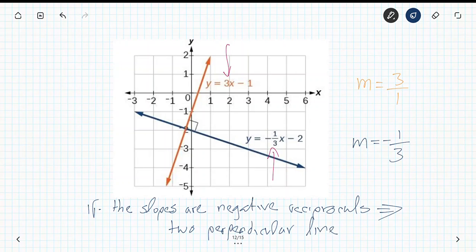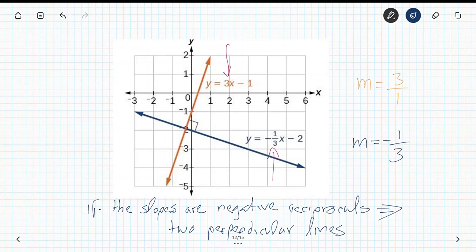Pardon me for the handwriting. I hope it's clear. If the slopes are negative reciprocals, which means the numerator and denominator flipped and the sign changed, that means they're perpendicular lines, and we're only looking at the slopes. So this is just the visual part of the concept.